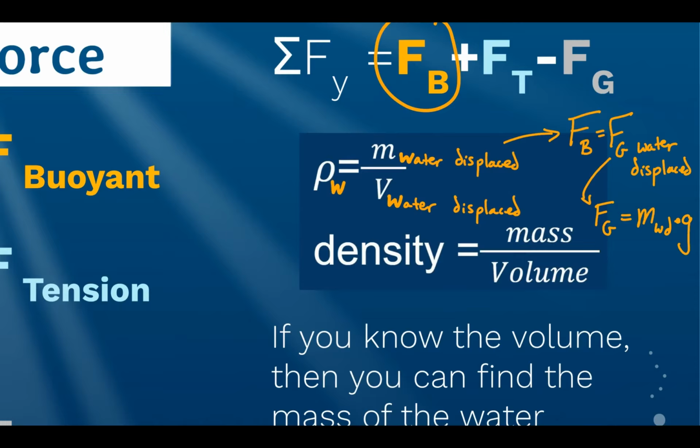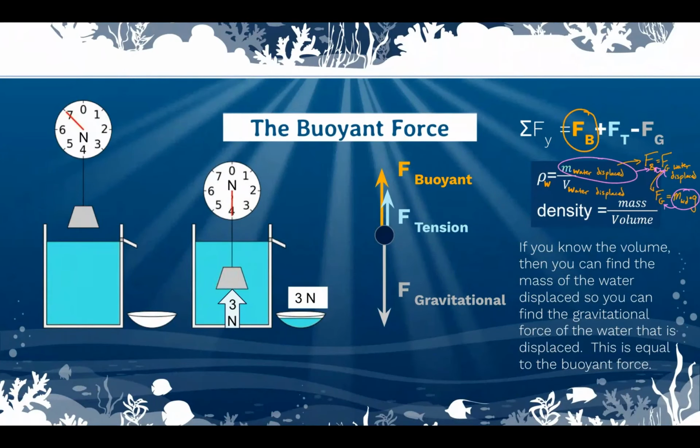And so once we have this mass of the water displaced from this, then that can be used to find the buoyant force because we know the mass of the water displaced times g is equal to the gravitational force of the water displaced, and that is equal to your buoyant force. So if you know the volume, then you can find the mass of the water displaced. So you can find the gravitational force of the water that is displaced, and this is equal to the buoyant force.